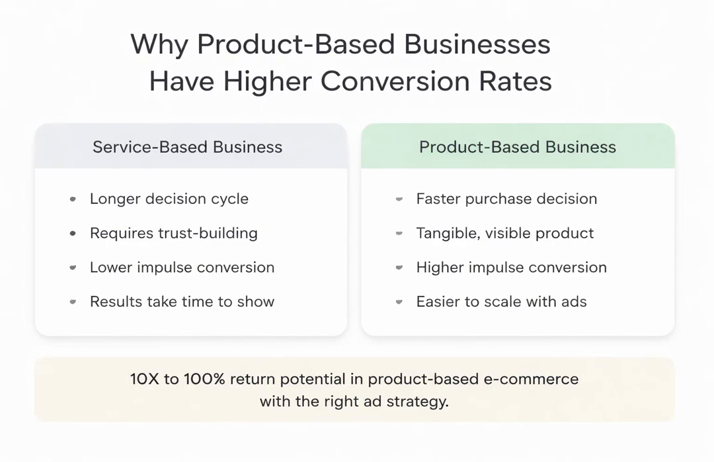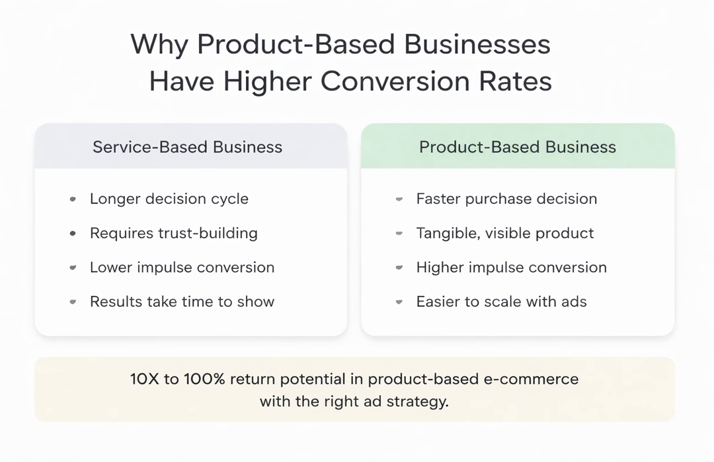Here's one of the most important insights from this section. The instructor explains why product-based businesses are so powerful compared to service-based ones, and it comes down to conversion rates. When someone sees a product they want, the decision to buy is much faster. There's less friction, less deliberation. With a service, people need to think, compare, and trust before they commit. But with a product, they see it, they want it, they buy it. That's why the instructor says that bringing in leads for a product-based business isn't just a 5x or 10x return.